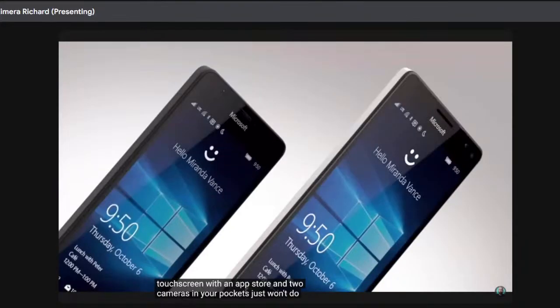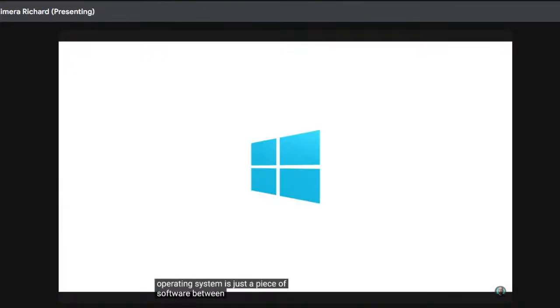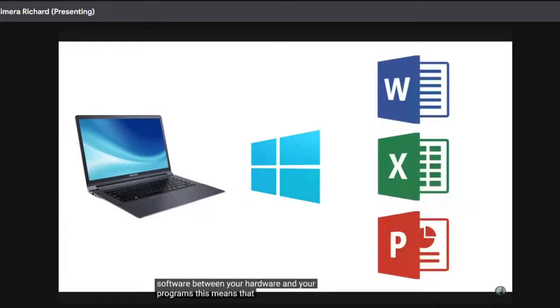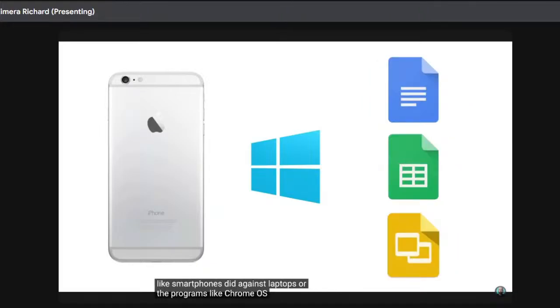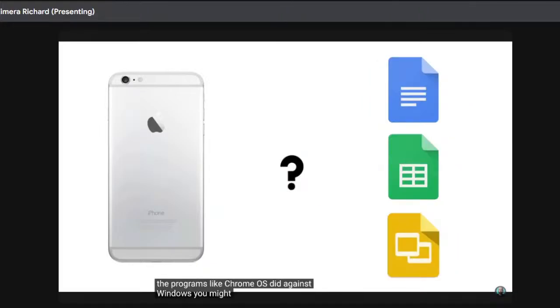An operating system is just a piece of software between your hardware and your programs. This means that as soon as you radically change either the hardware, like smartphones did against laptops, or the programs, like Chrome OS did against Windows, you might find enough room for a new OS. So let's start by looking at the 4 most important hardware trends lately.